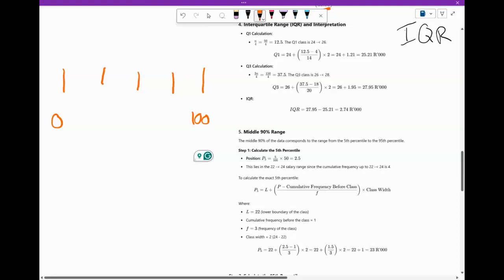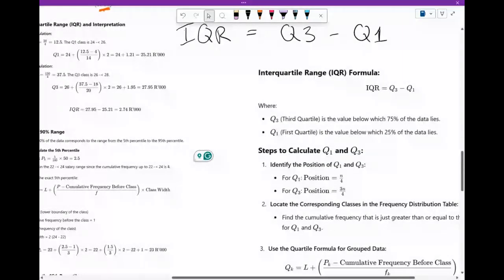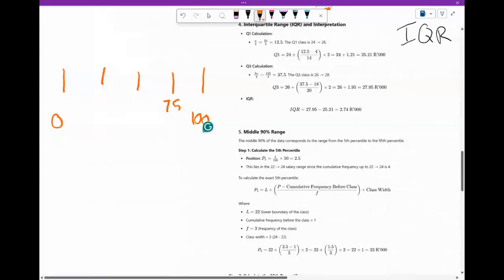Can you see that? We know a quarter is a fourth. All right. So we want our interquartile range. The formula for that is simply Q3 minus Q1. In other words, 75%, because your third quartile is going to be 75%, and your first quartile is going to be 25%. Okay, so this is the range that we actually want. Can you see that? This is what we are looking for.